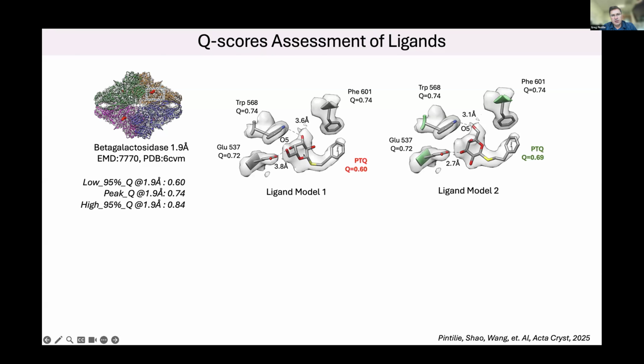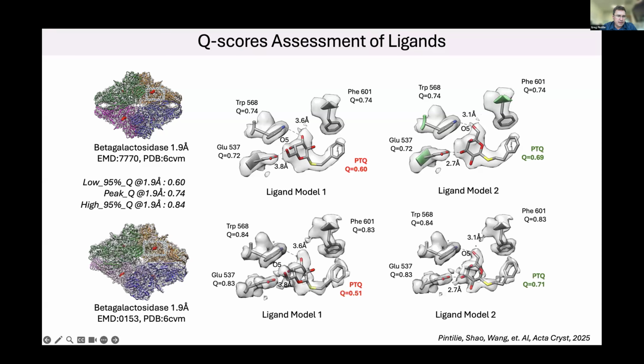If we look at the Q-score of this ligand, it was slightly lower, 0.6. And this was close to the 95 percentile line. So this could raise a bit of a flag that maybe your ligand is not fitted properly. Maybe you should check the conformation. For this conformation, the Q-score was more as expected.